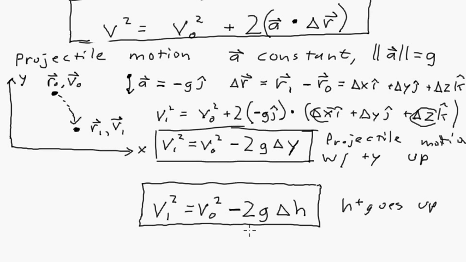This is a very powerful result, and it'll be useful later on when we get into kinetic energy and potential energy. In fact, if we multiply this by 1/2 m, you get literally the relationship between kinetic and potential energy. But we'll save that for a later time.